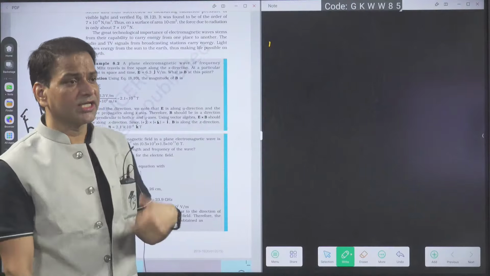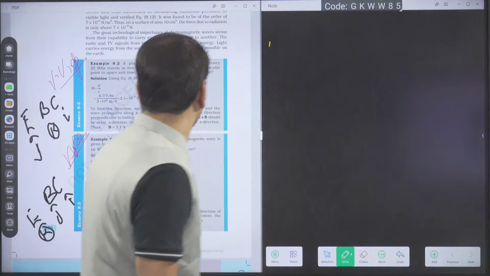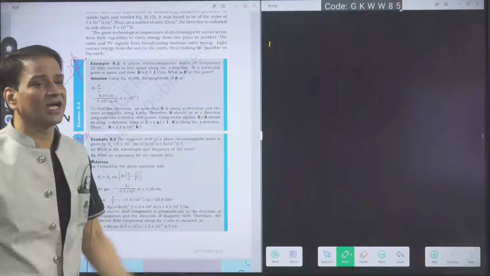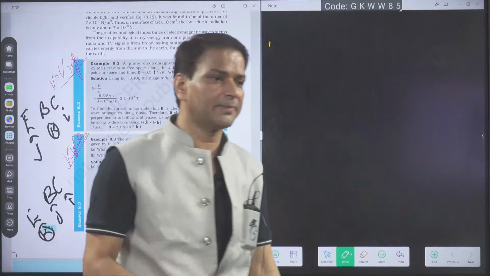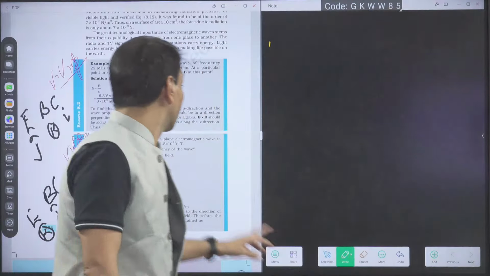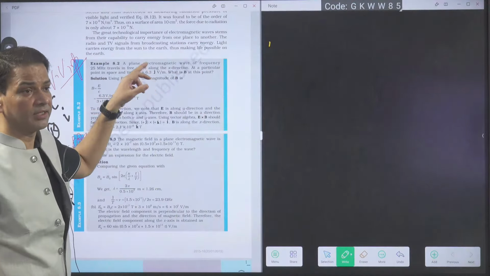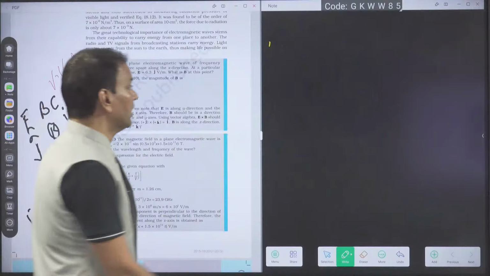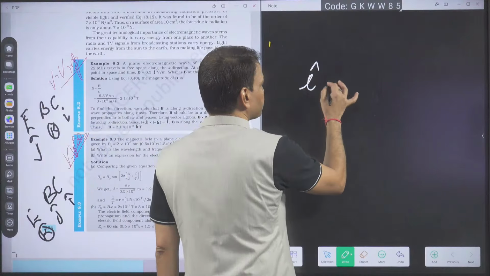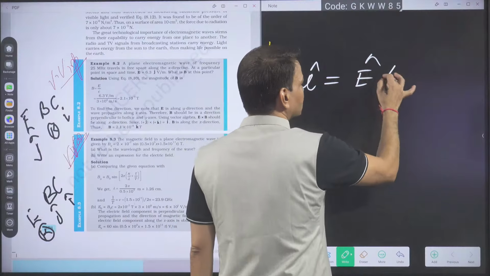If I am asking what is the direction of B, they have given that also. What is the direction of the wave? The wave travels in free space along the X direction. So what is the direction of propagation? I cap, since X direction means positive X, which is I cap. The electric field they have given is j cap. So the direction of propagation, I cap, is the direction of E cross B.